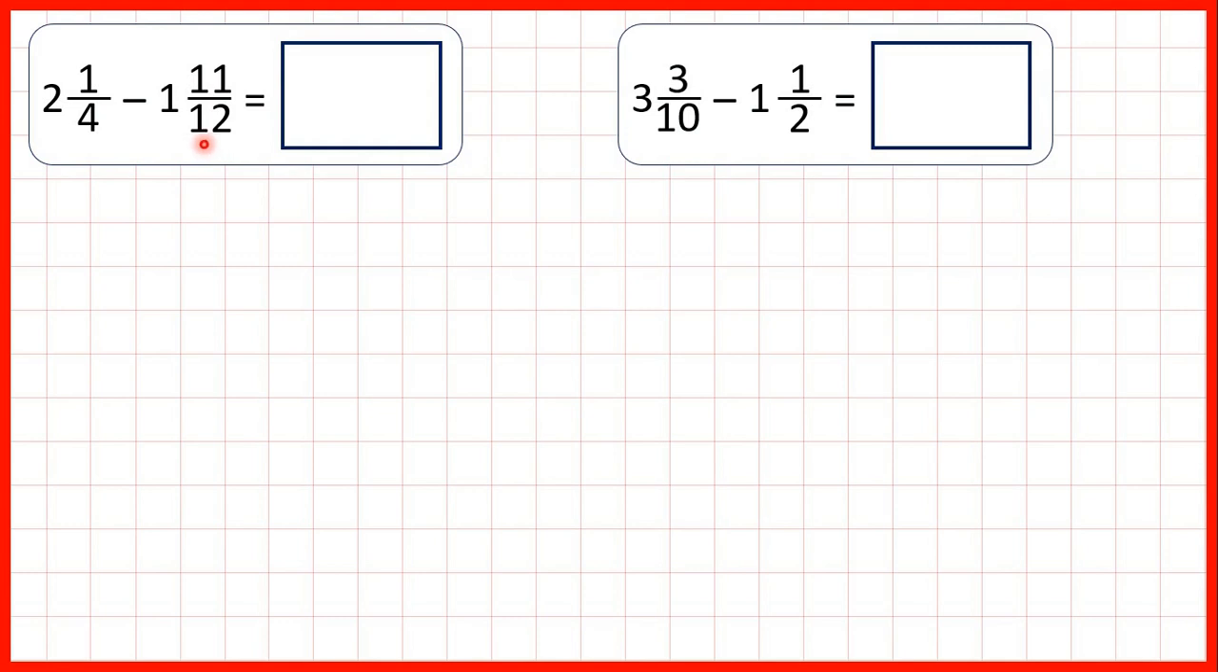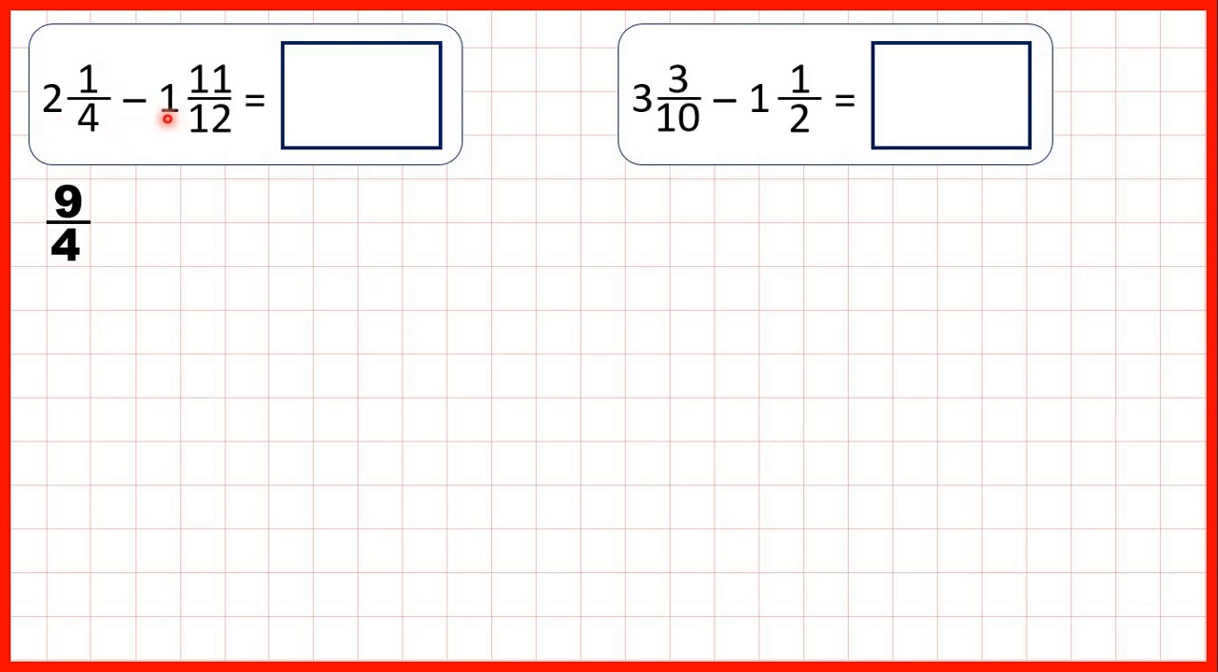Now we're subtracting mixed numbers, but this time we're going to get our answer by first changing both of our mixed numbers to improper fractions. Remember, to change a mixed number to an improper fraction, we multiply the whole number by the denominator and then add the numerator. So here 2 times 4 is 8 plus 1 is 9, so 9 quarters is the same as 2 and 1 quarter.